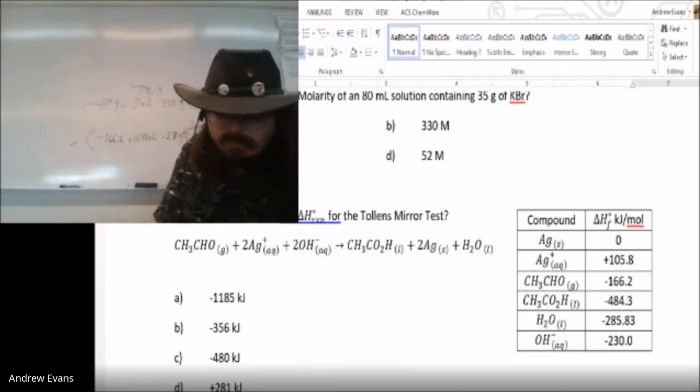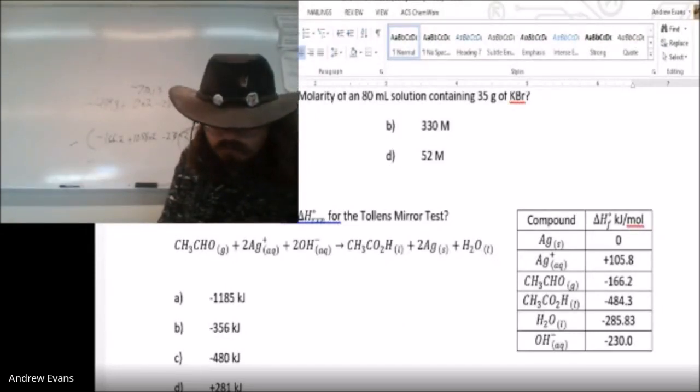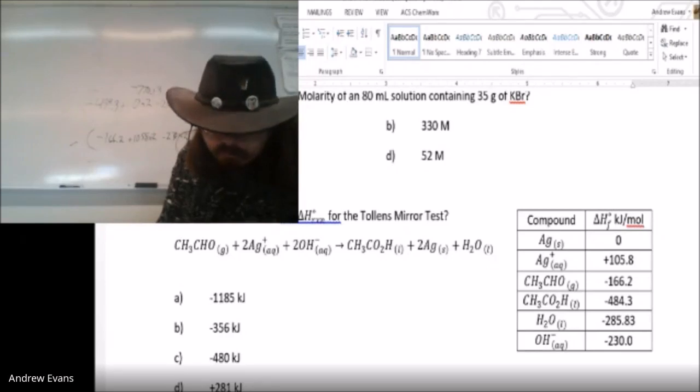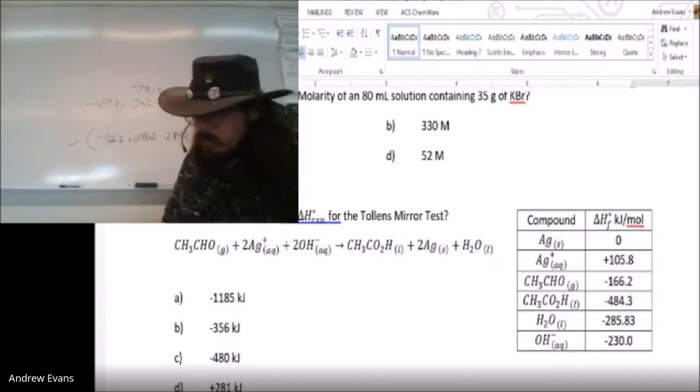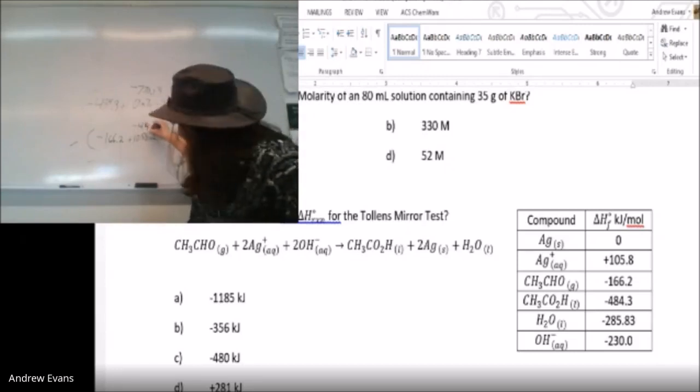Got to remember, you have to take into account the coefficients. So 230 times 2, 105.8 times 2, plus 166.2. Okay. So you get negative 414.6.